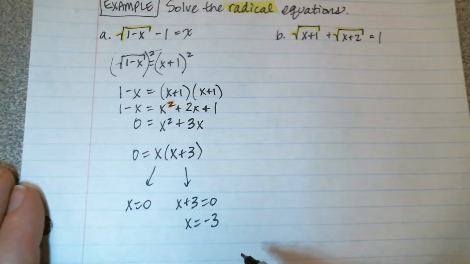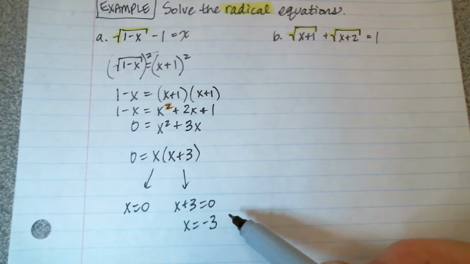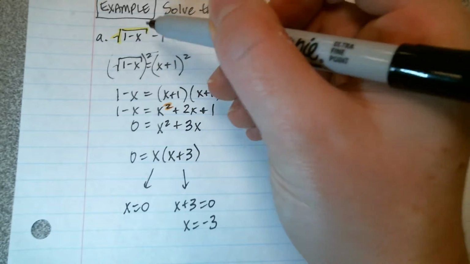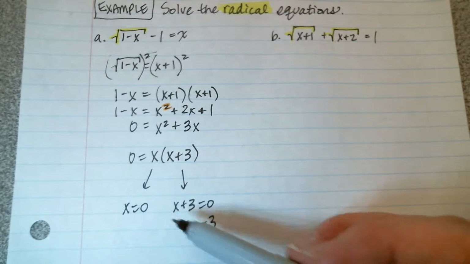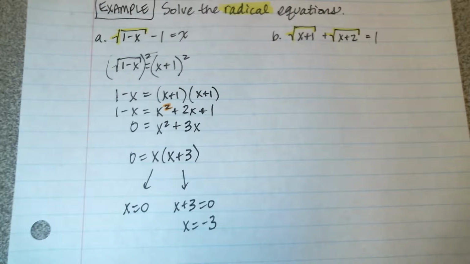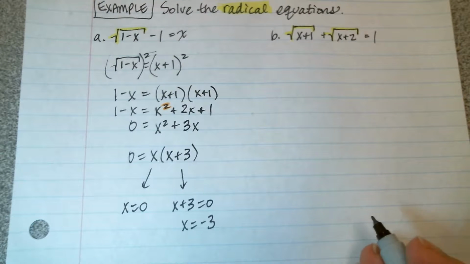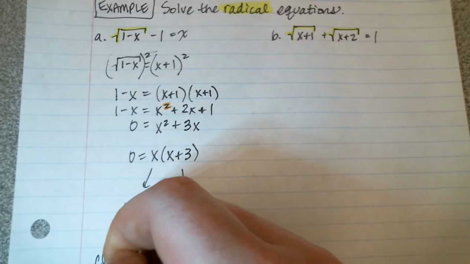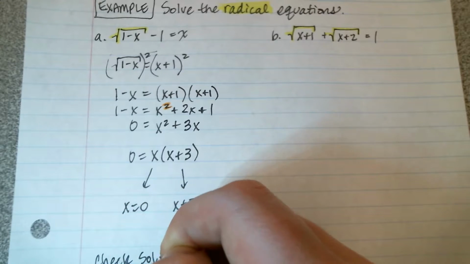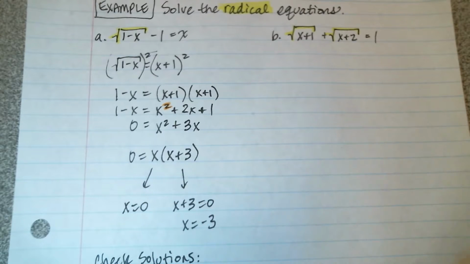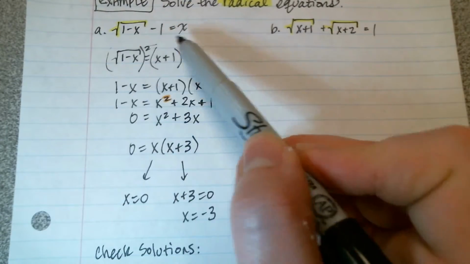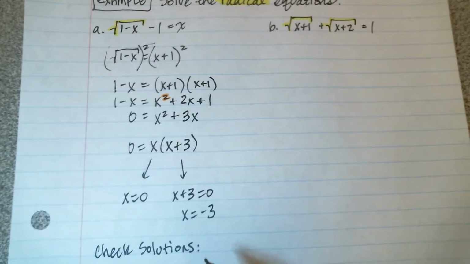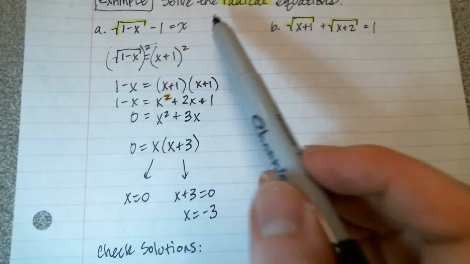Okay, now here's the thing with radical equations. You absolutely must check your answers back in the original equation. I do not know for sure that these are both solutions to this equation. So that's what I'm going to do down here, is check the solutions. And you have to check each one separately. So I'm going to substitute 0 back into this equation and make sure it gives me a true statement, and I'll do the same thing with negative 3.